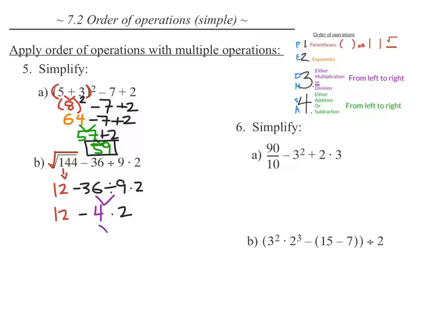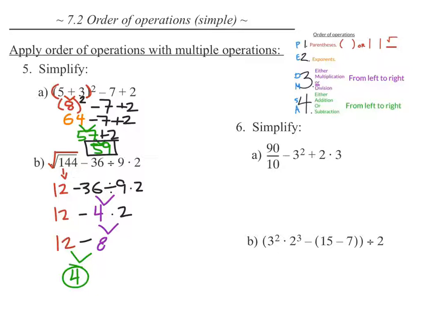And now I've got some multiplication. 4 times 2 is 8. So I end with 12 minus 8, and I've got subtraction now from left to right. 12 minus 8 is simply 4. So my final answer on this one is 4.